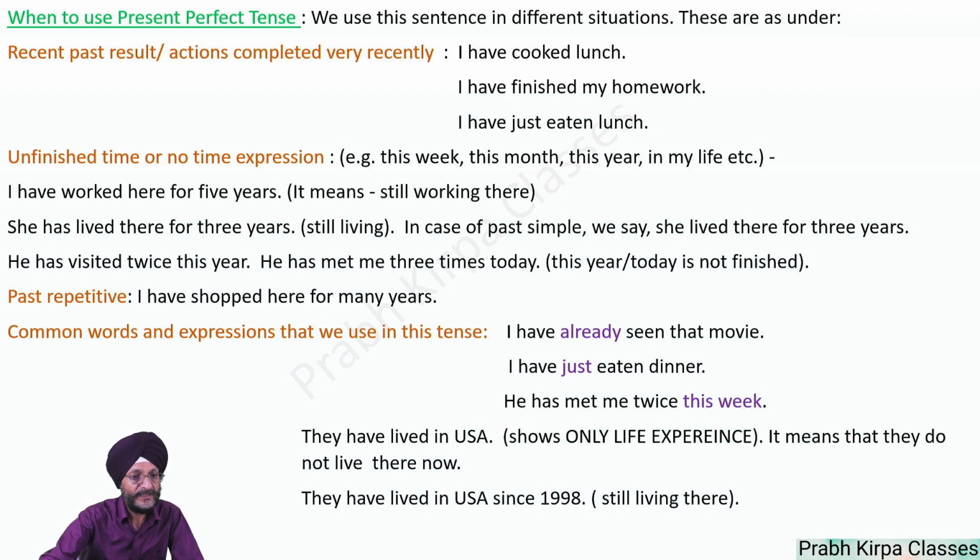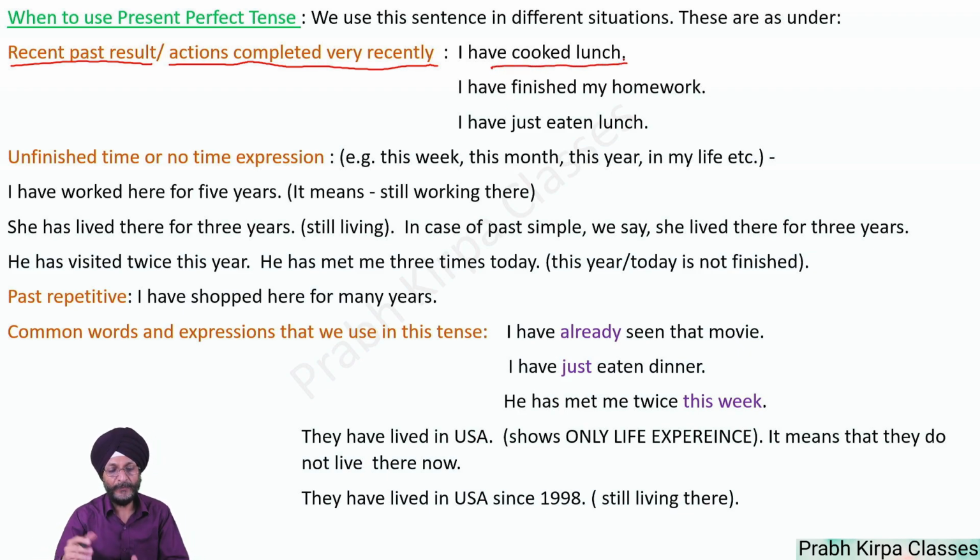Here we will discuss the various situations when we use this sentence and its various examples. So the first situation is recent past result or actions completed very recently. I have cooked lunch. That is, I do not have to cook lunch anymore. It is already prepared. The action is complete and has been completed recently.